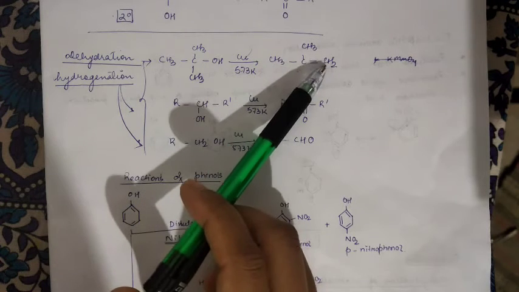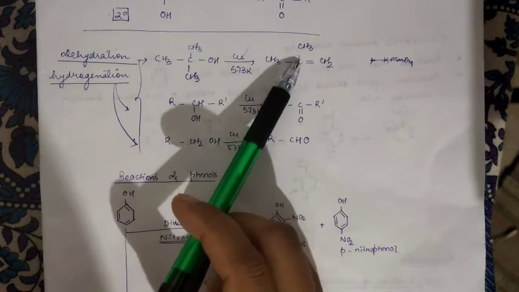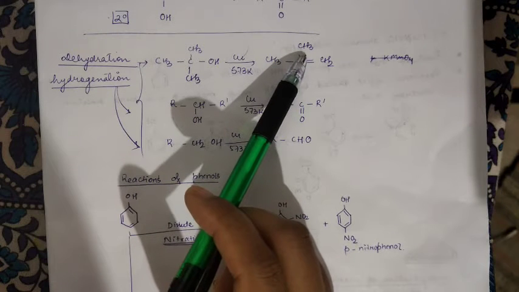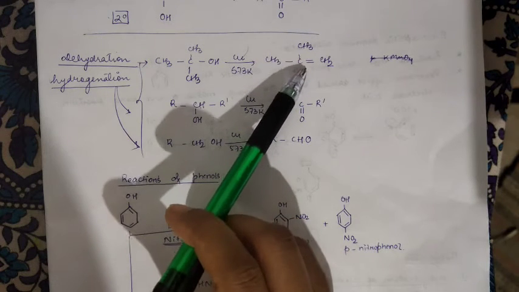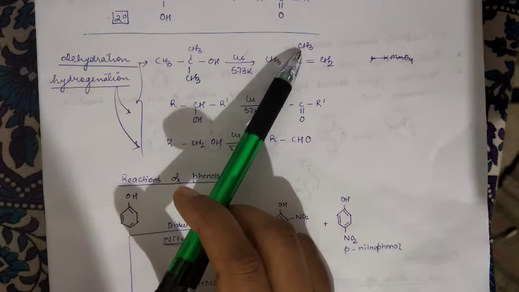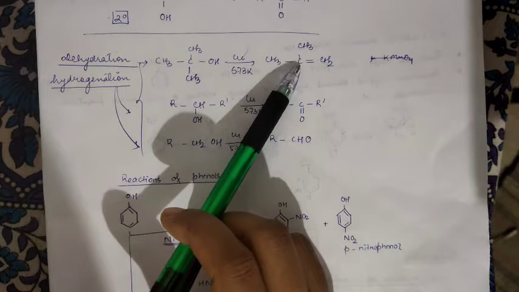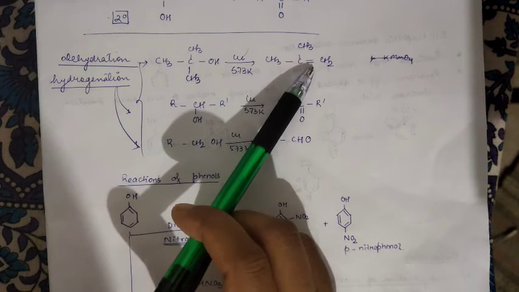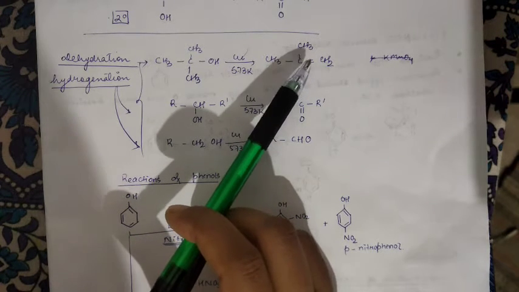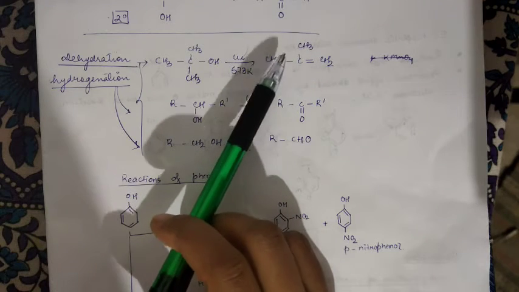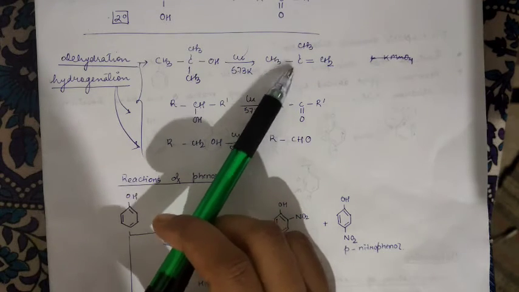Because 1, 2, 3 carbons are there in the parent chain, and this is the alkyl group, that is a methyl group, and it is present in carbon number 2 according to the double bond that we have to follow. So this is 1, this is 2, and this is 3. So it is 2-methyl propene.